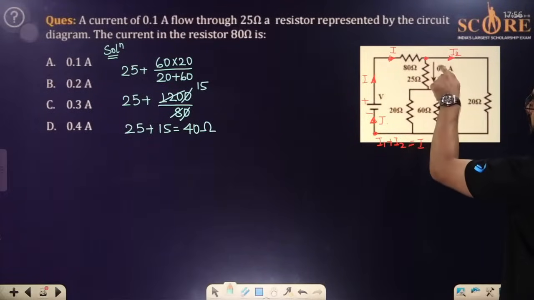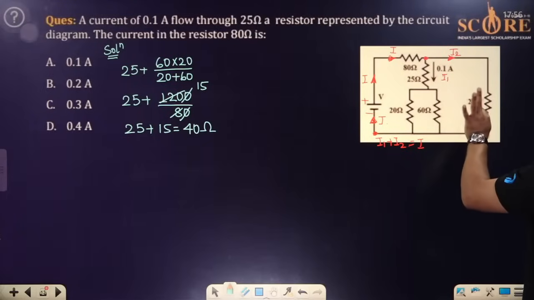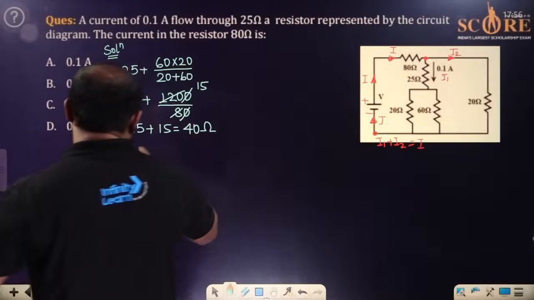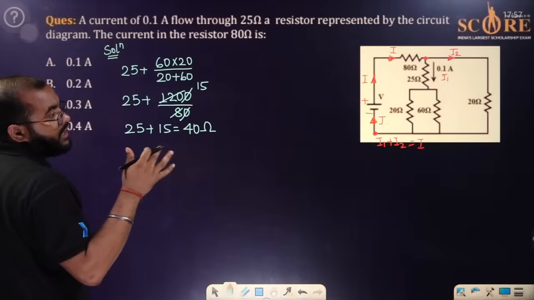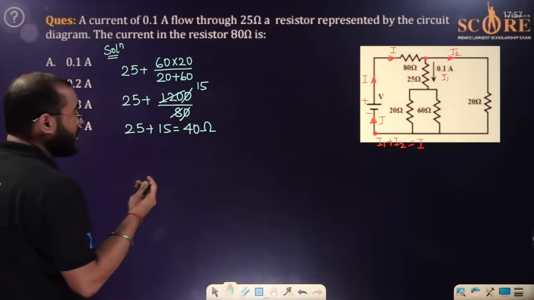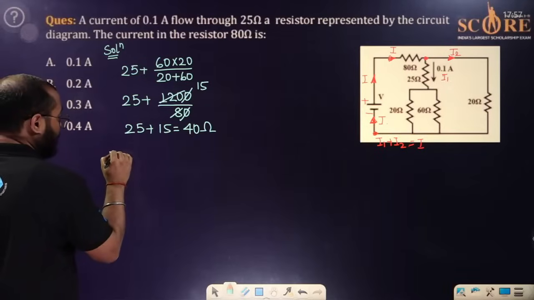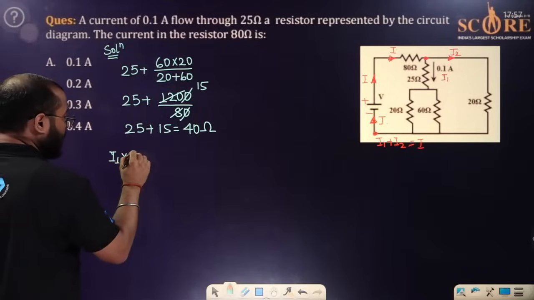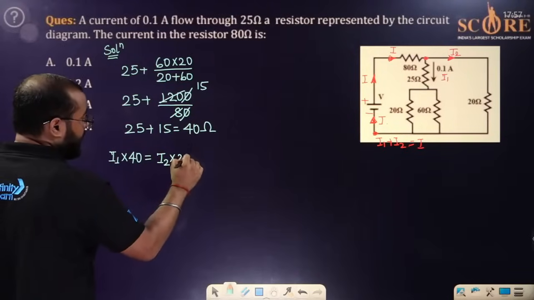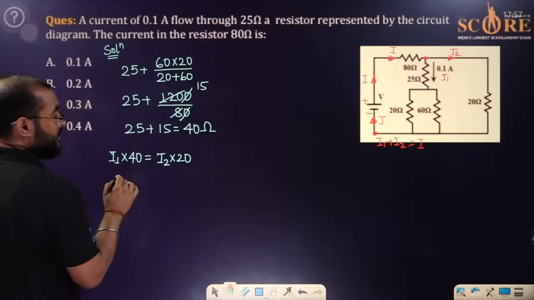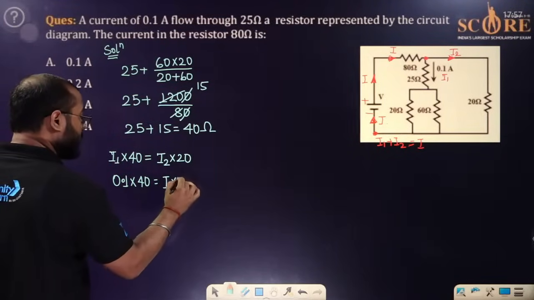Fine. Now this 40 will be having 0.1 ampere of current. And we have to find out the current for this 20, that is I2. Since these are all in series, the current is the same and the potential difference varies. So we can write I1 times R equivalent, that is 40 ohm, equals I2, which we have to find, times 20. I1 is given as 0.1, multiplied by 40 equals I2 multiplied by 20.